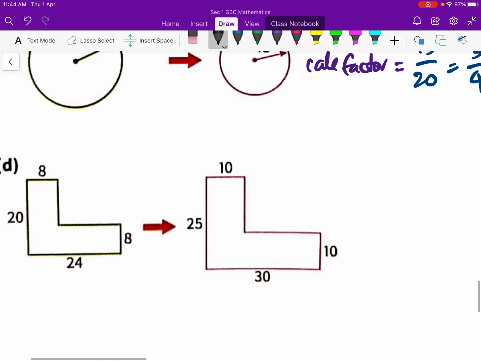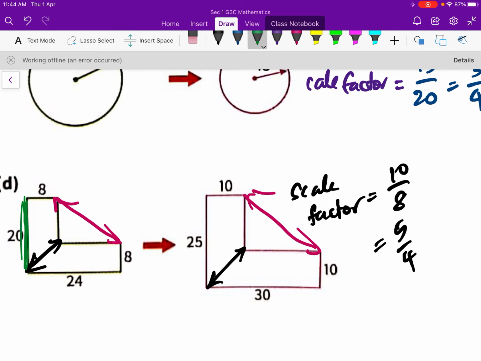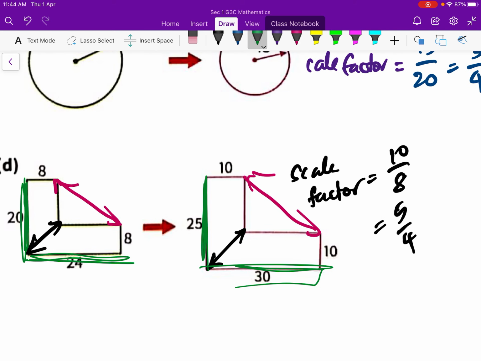Okay, now this scale factor, as long as it's the corresponding side, it will work. I will choose 10 over 8 to give us 5 over 4. Okay, any one of them will work, including if they ever give you this distance. Yeah, it works also. If they give you, for example, this distance versus this distance, also will work. If they give you only part of it, let's say this plus this, versus this plus this, yeah, it still works.